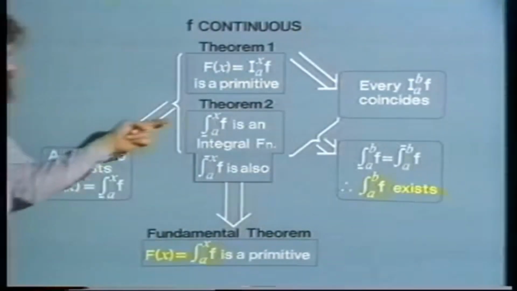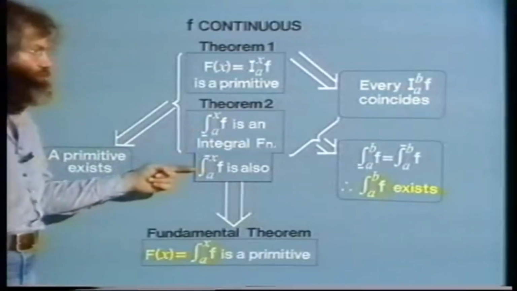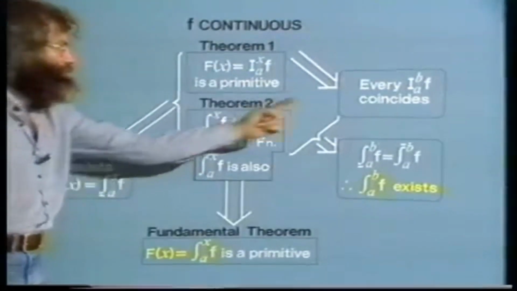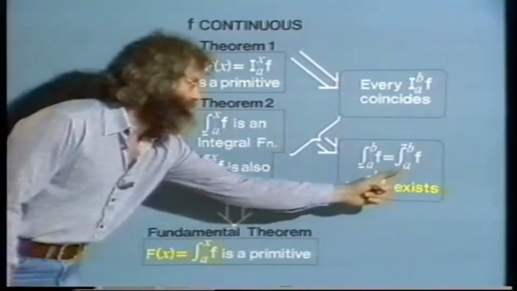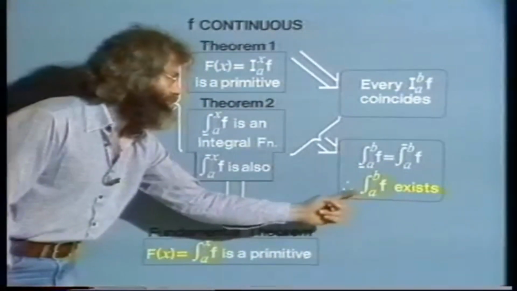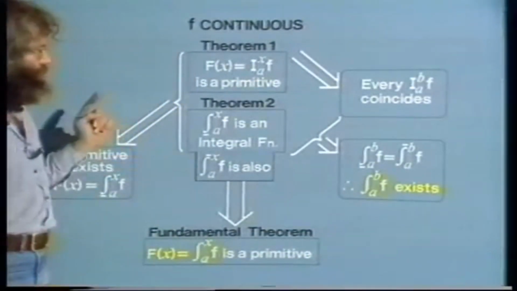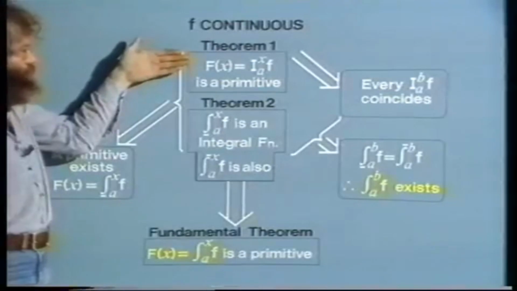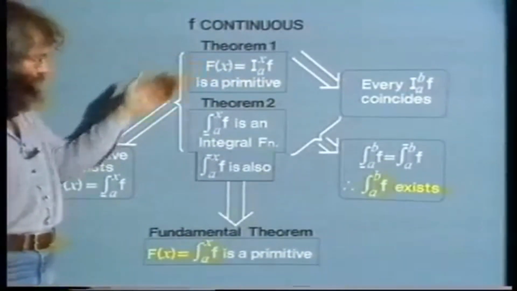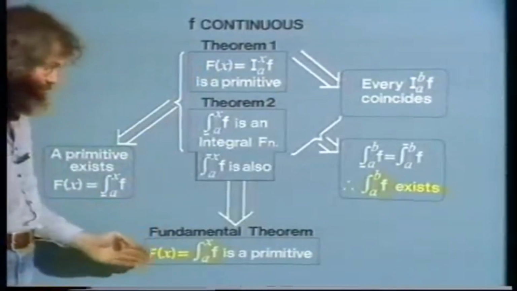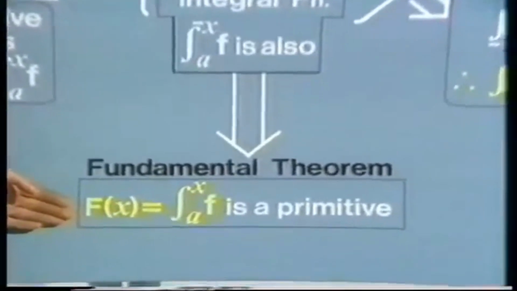But the argument that proved that the lower integral is an integral function proves that the upper integral is also an integral function. Any two integral functions coincide, therefore, the lower and upper integrals coincide. In other words, the Riemann integral exists. Finally, the Riemann integral is an integral function, so if we put it in theorem 1, if we substitute the Riemann integral for the arbitrary integral function, we get the fundamental theorem of the calculus, which says that the Riemann integral gives rise to a primitive.